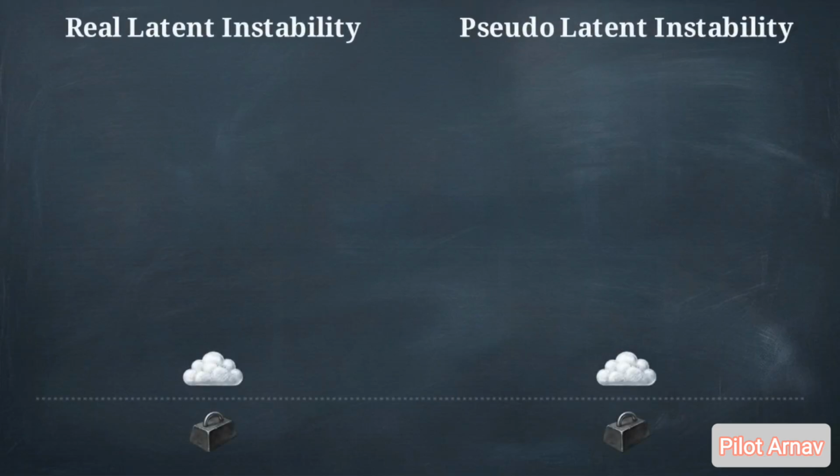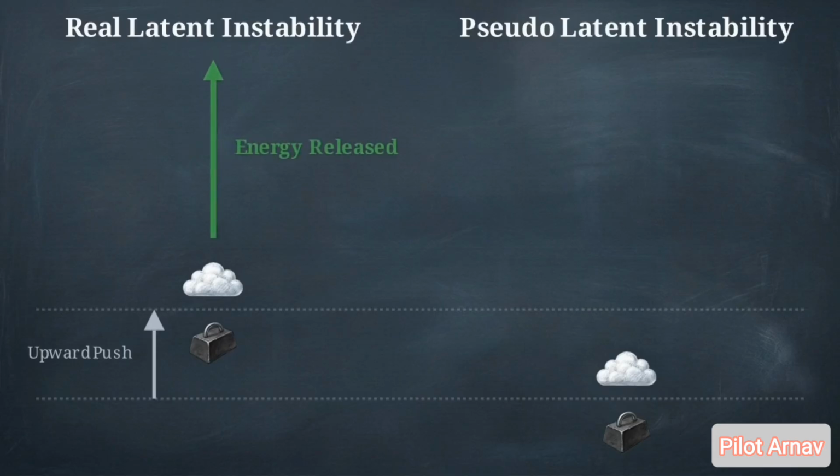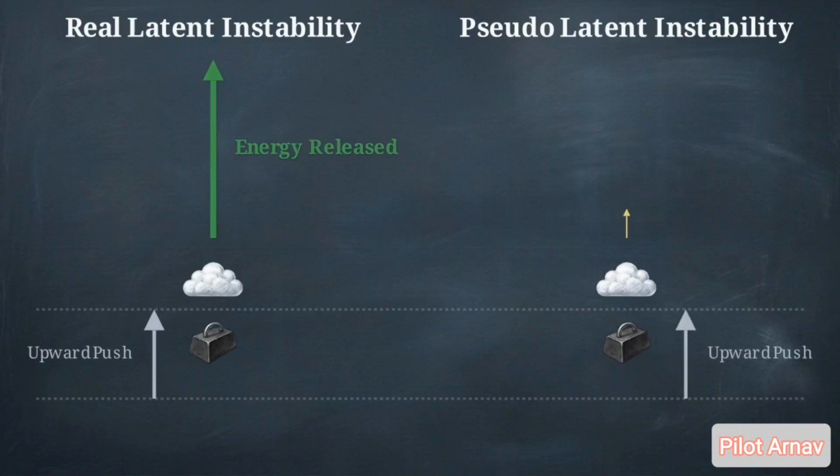Meteorologists classify this into 2 categories. In real latent instability, the energy ultimately released by the air mass exceeds the initial upward push. In pseudo-latent instability, the resulting energy output is much weaker than the force required to lift it.